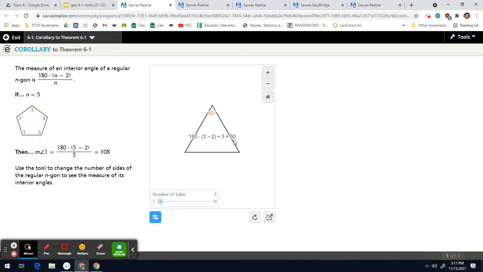So notice, again, that's a bad example, right? For a square, number of sides is 4. 180 times 4 minus 2 divided by 4, that's going to be 90, right? 360 divided by 4 is 90. For the pentagon, 180 times 5 minus 2, 180 times 3 is 540. 540 divided by 5 is 108. And so on and so forth for all. And this time all the way up to a 20-gon, right? Man.